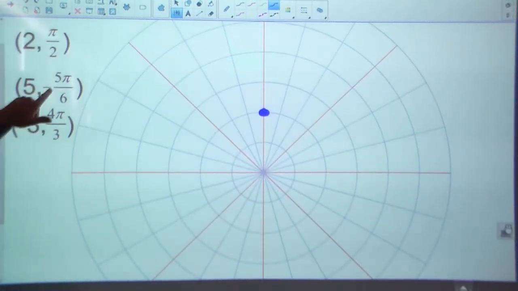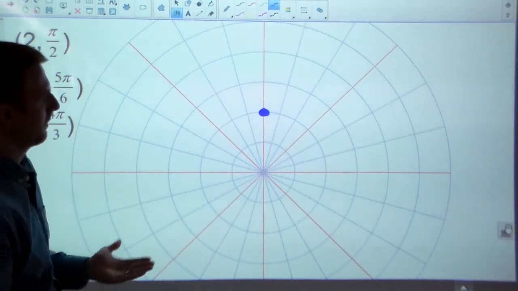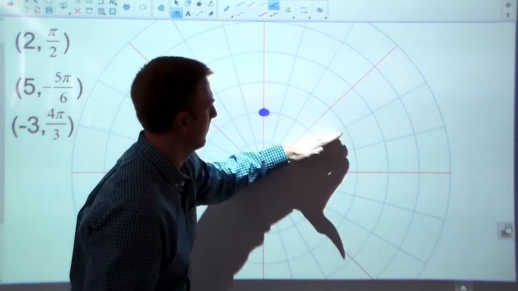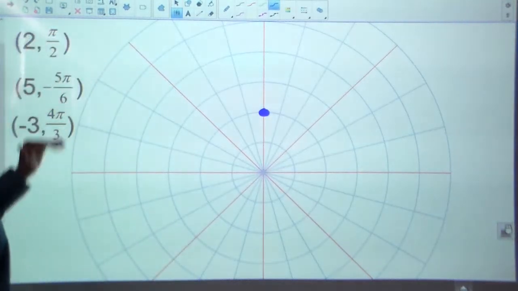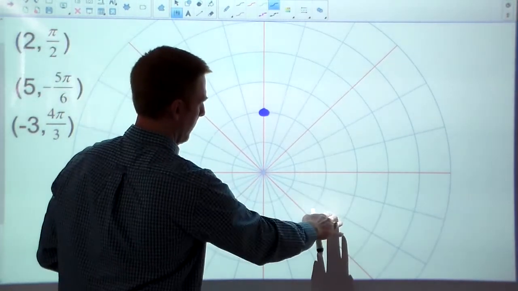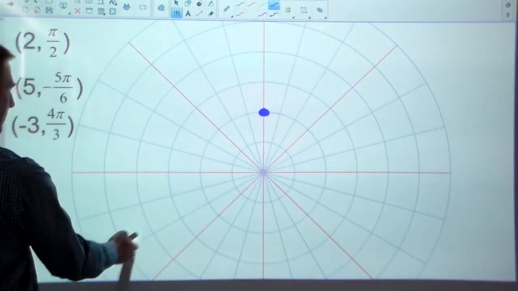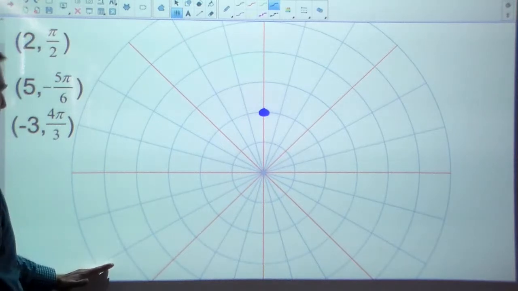So this one's 5, negative pi over 6. Okay, so pi over 6, that would be the second line right here, or this way. It's negative, so I do want to go clockwise. And this would be 1, 2, 3, 4, 5, negative 5 pi over 6 right here.